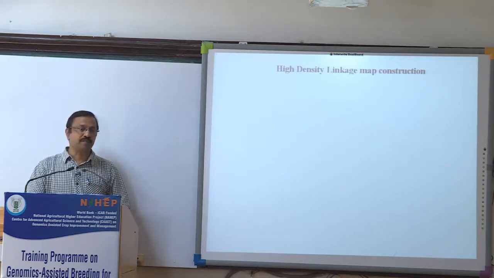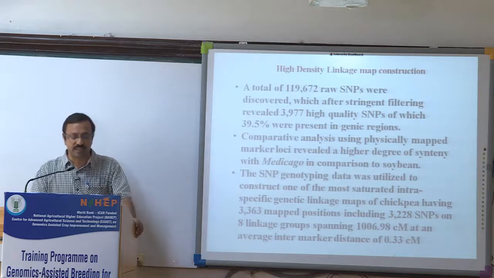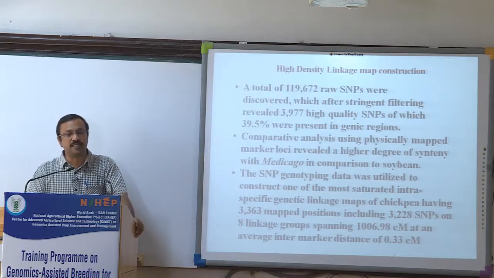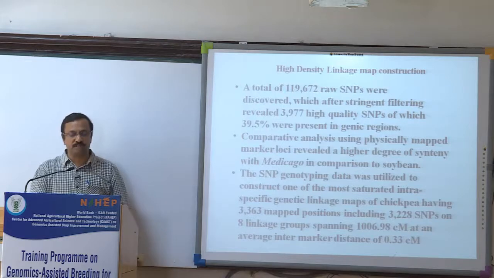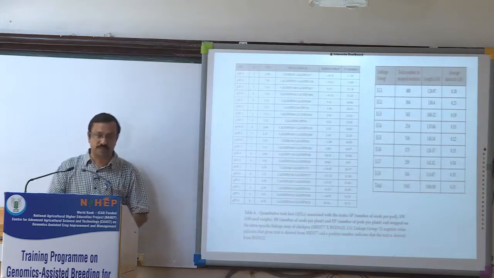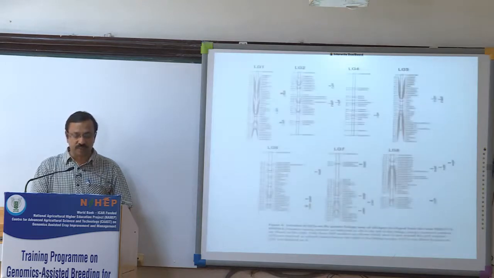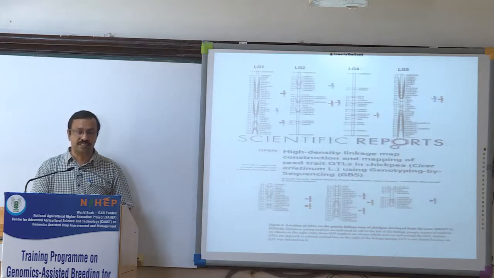Now we didn't stop there. We thought we needed to saturate it because a new generation of markers had come into play, and these were the SNP markers. So we started looking at how we could do this, and we did GBS for this, and we could get almost 1 lakh markers. We could refine them, and we could anchor about 4,000 of these markers, and we could identify a large number of QTLs for various yield parameters in almost all the chromosomes, which came out in Nature Scientific Reports.